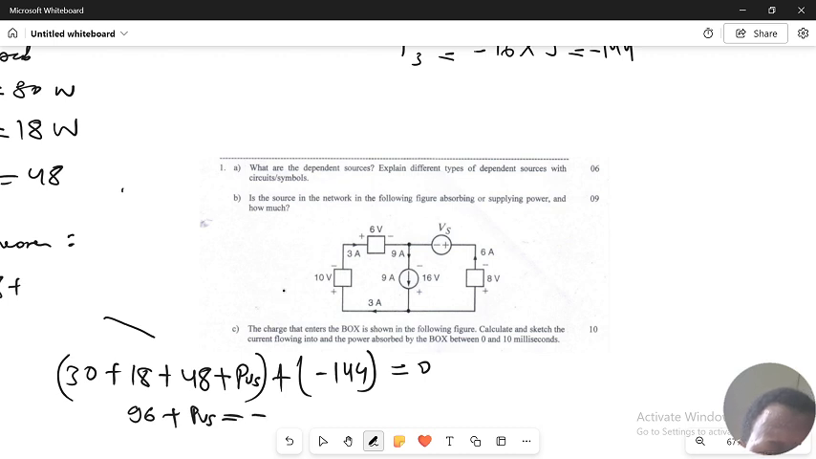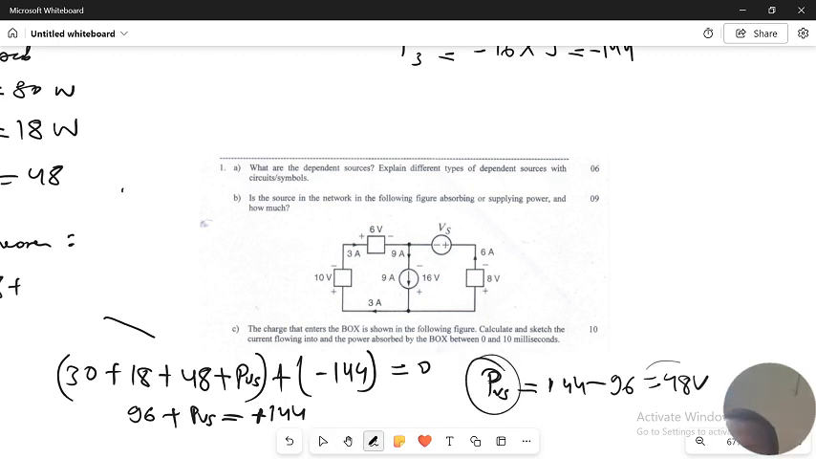if I take this minus 144 to come here, it's going to be plus 144, meaning that PVS is going to be equal to 144 minus 96, which is equal to 48. So the power of the source is 48 watts. We see it is positive, so it verifies that it is absorbed power.